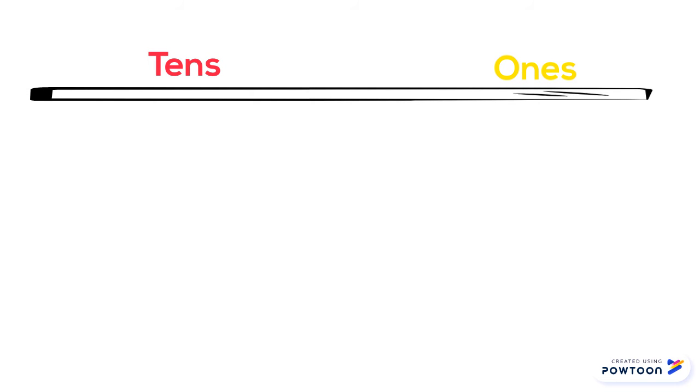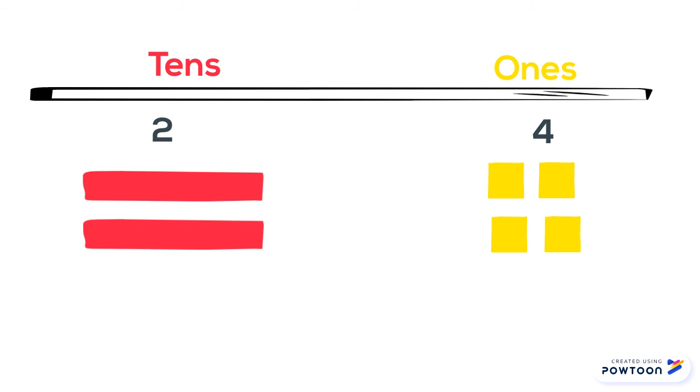For the number 24, we have a 4 in our ones place, so we should have got 4 small cubes. We have a 2 in our tens place, so that should have given us 2 long, skinny rectangles. Go ahead and give me a thumbs up if that's what you got with your blocks.